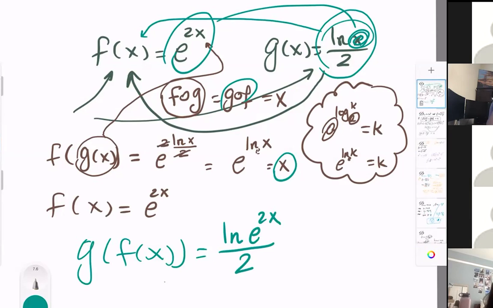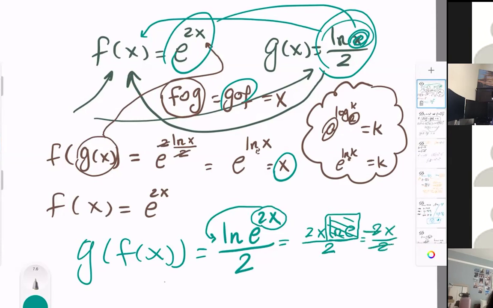What do we do here? So exponents, the property of ln, this will come to the front, it will be 2x ln of e over 2. ln of e is 1, so it's gone. We have 2x over 2, the 2 cancel, we got x. So for both of them, we got x. That means it's true, they are inverse of each other.